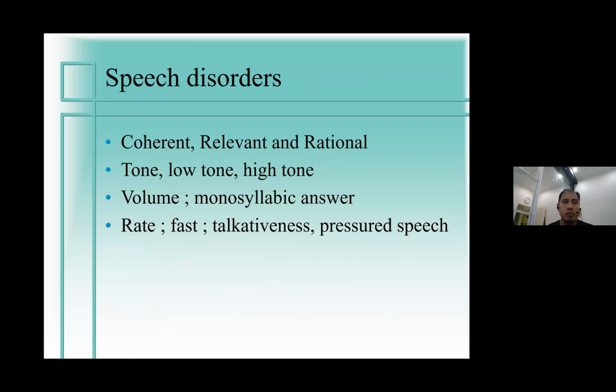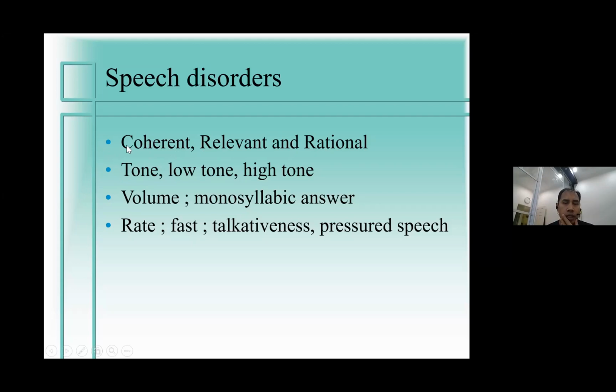The first part is speech disorder. This is part of the mental state examination. I think yesterday you were exposed to the mental state examination, and I guess Dr. Nabil, if I'm not mistaken, explained to you certain terms for abnormality in speech. First of all, you have to be familiar with these terms. The first is coherent, relevant, and rational.